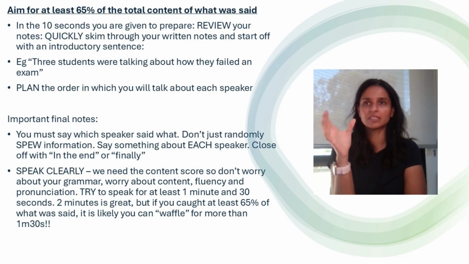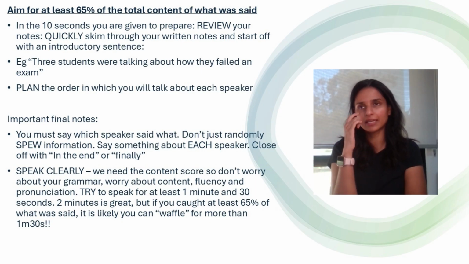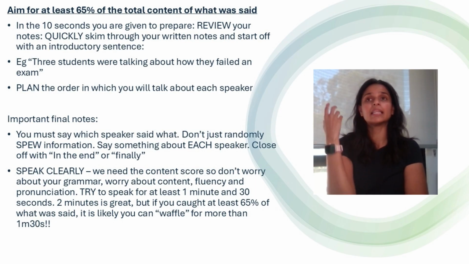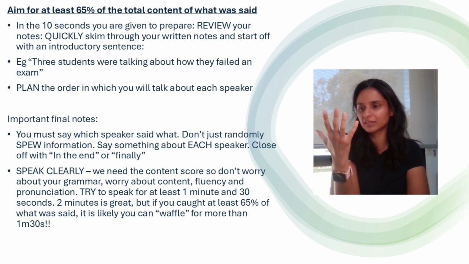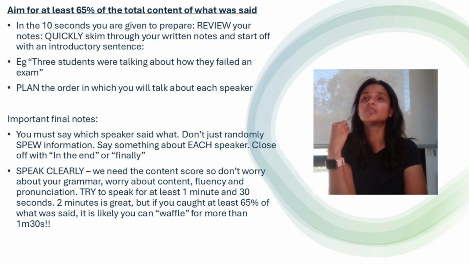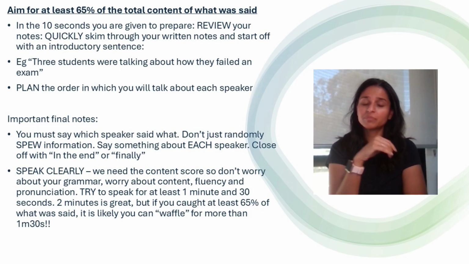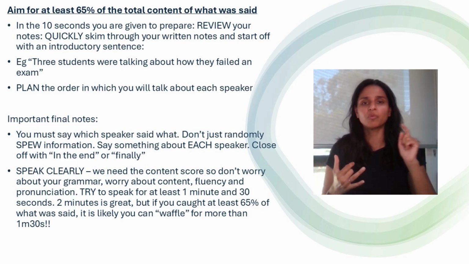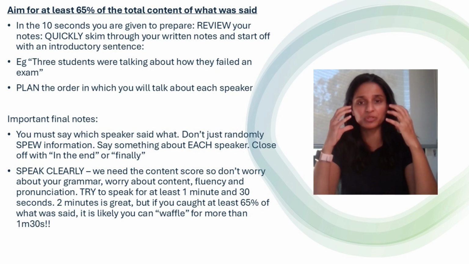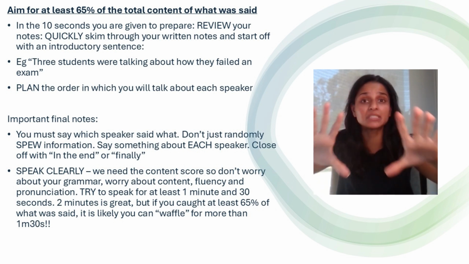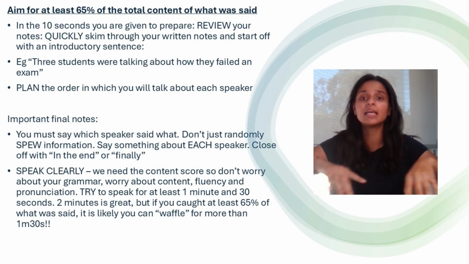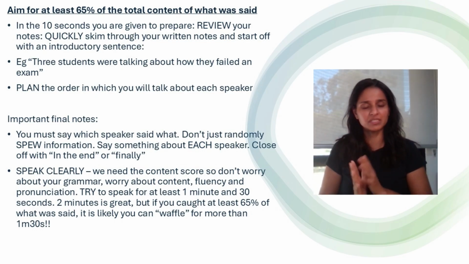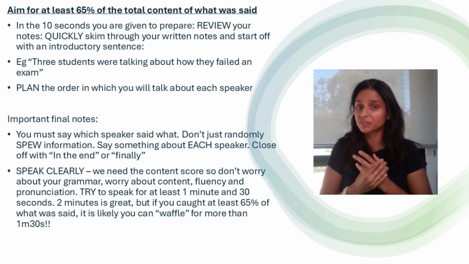The next thing we need to know is that when you're looking at your very quickly handwritten notes, there is no clarity because you suddenly go, oh my goodness, I can't read my own handwriting. We need you to speak as clearly as possible because we need the content score to go up. Don't worry about grammar. Don't worry too much about your content because you're just going to verbally vomit out all the words you're reading. And don't worry too much about fluency and pronunciation. Try to speak for 1 minute and 30 seconds.